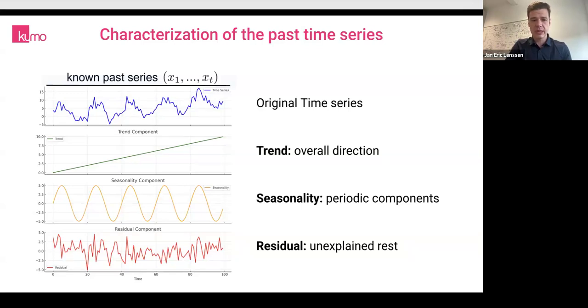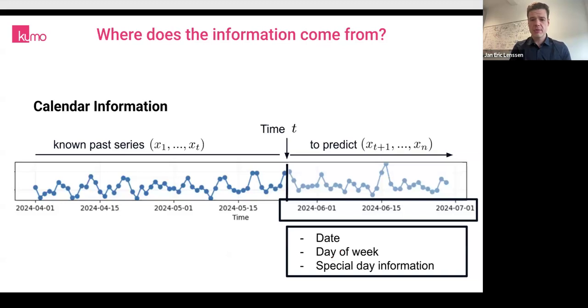But this is not the only signal you can use. For example, you can also use information about the dates for which you want to make predictions. For example, for the future days for which you want to make a prediction, what kind of day it is in the week, or maybe if you have some special information about the day, for example, if it is a holiday, then this is also quite useful to have.